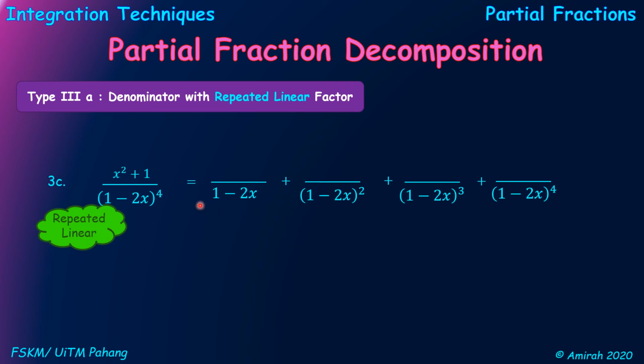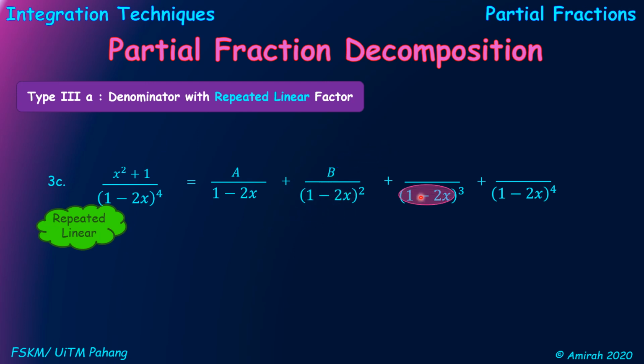Alright, so now we want to write the numerator for each fraction. So we consider the denominator. From the first fraction, we have denominator 1 minus 2x, which is linear. So we can write numerator equals to constant A. And then for the second denominator, we just consider in bracket only. For repeated factor, we have 1 minus 2x, which is linear. So we can write numerator equals to constant B.